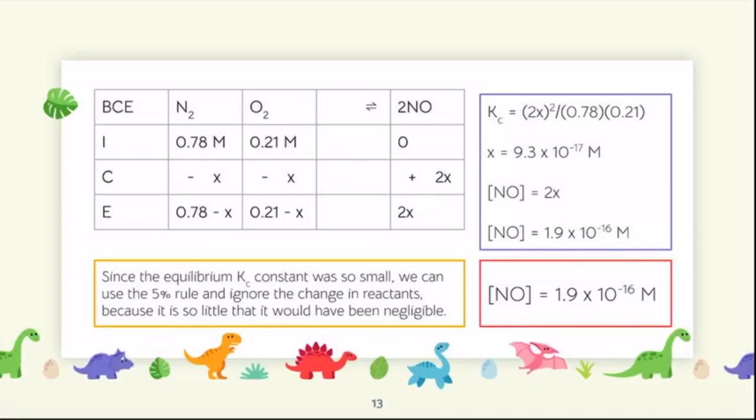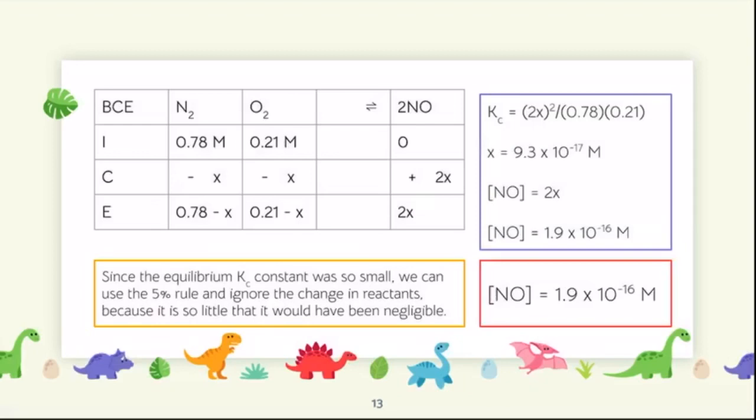So Kc is equal to products over reactants raised to their coefficients, so that's 2x squared divided by 0.78 times 0.21. If we solve for x, we get 9.3 times 10 to the negative 17 moles per liter. We know from our E row that the concentration of NO is equal to 2x. So that's going to be 2 times 9.3 times 10 to the negative 17, and that's 1.9 times 10 to the negative 16 moles per liter. And that's our final answer for the concentration of NO.